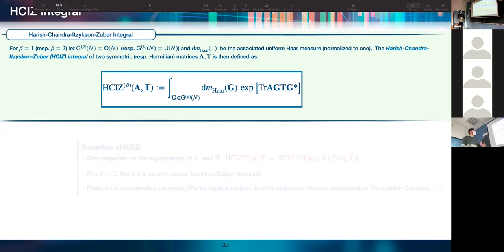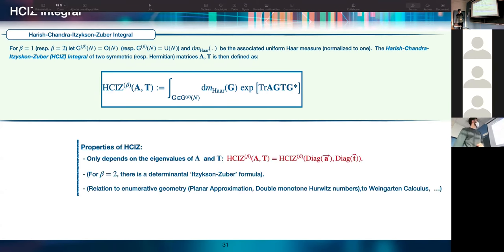And you can define it over the real field, so it's an average over orthogonal matrices and A is then a symmetric matrix, or you can also define it for Hermitian matrices, and then G will be the unitary group. It's a well-studied object, both in the mathematical and the physics literature, and it has a deep relation with, for example, enumerative geometry. At beta equal 2, there is a famous determinantal formula for this object.